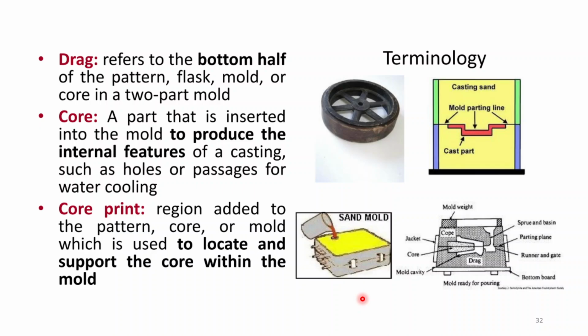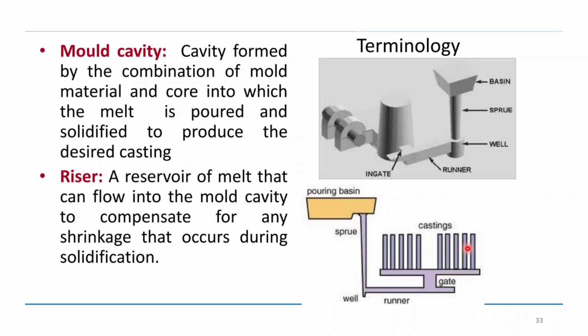Next you have core print. It is a region added to the pattern, core or mold, which is used to locate and support the core within the mold. Next you have mold cavity. After removal of the pattern, you will be left with the mold cavity, which is formed by the combination of the mold material and core, into which the melt is poured and solidified to produce the desired casting.